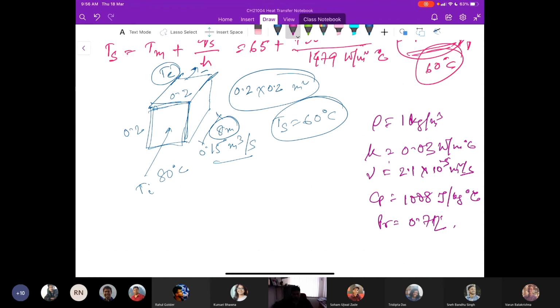Similar problem, but now we have a constant surface temperature. So tell me what is the TE, exit temperature. We follow the similar strategy or the steps.